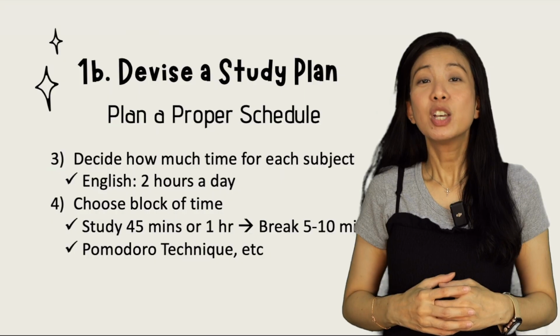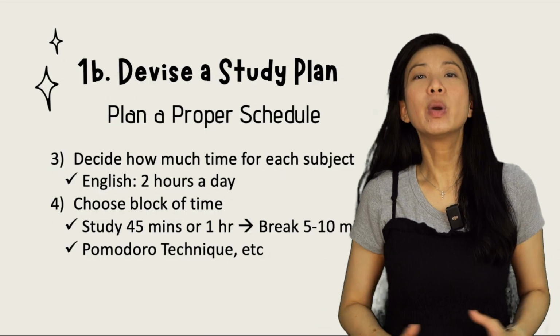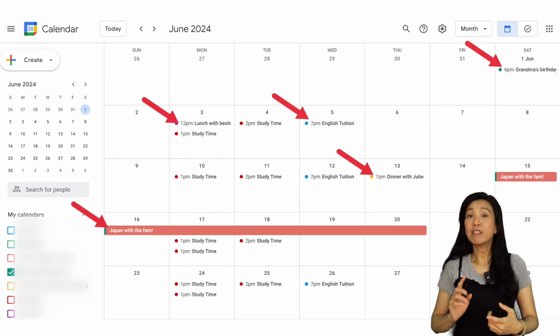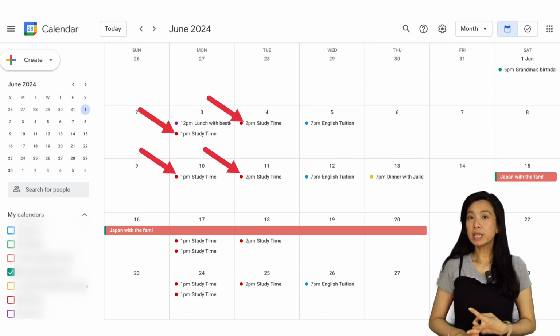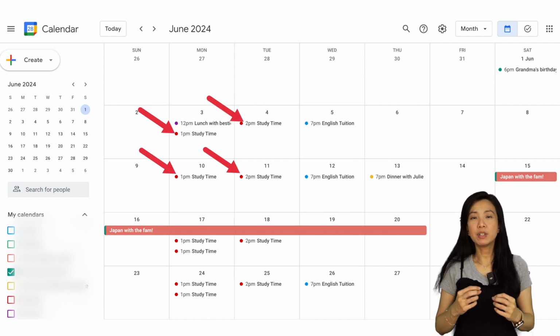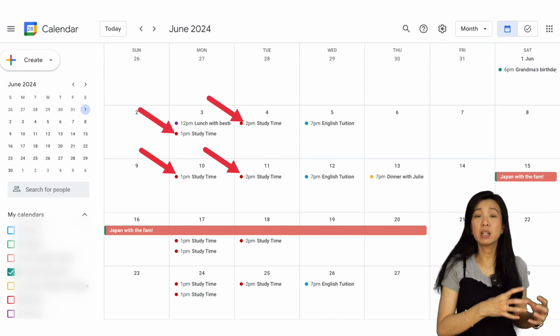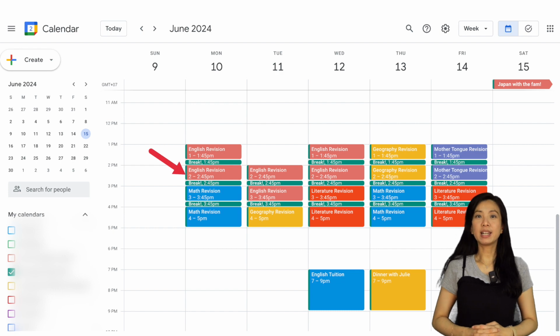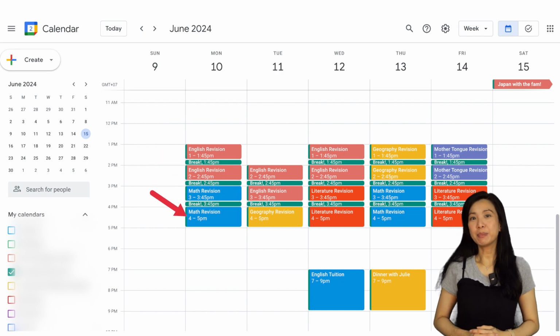So now that we've decided everything, we are going to confirm our schedule. Take a look at my example calendar. I've blocked out my current schedule. I have identified my free periods of time, and within these free periods of time, I have decided how much time I'm going to spend per subject. And finally, I have chosen the blocks of time that I would be studying, including my break times.